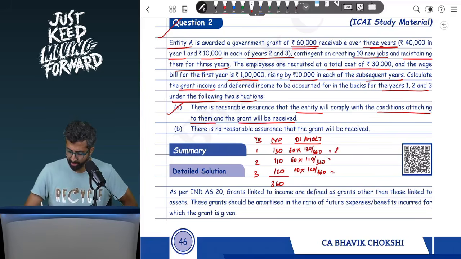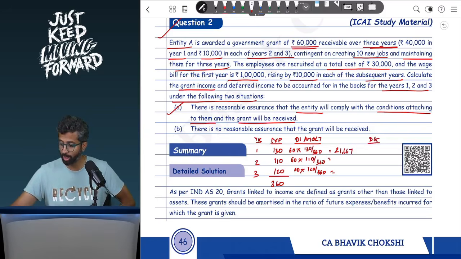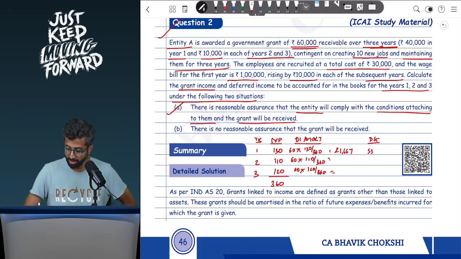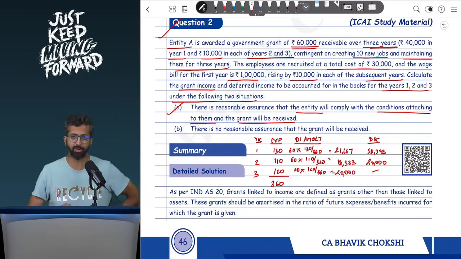Let's say this is 21,667 of amortization, and hence the deferred grant balance, which was earlier 60,000, will be 60,000 minus 21,667, and hence this will be 38,333 at the end of the first year. Now when you go to the second year, this is again 60,000 into 110 upon 360. So this is around 18,333. The third comes to 20,000, and in the last year this will be entirely 20,000, and hence the deferred grant balance will become 0.